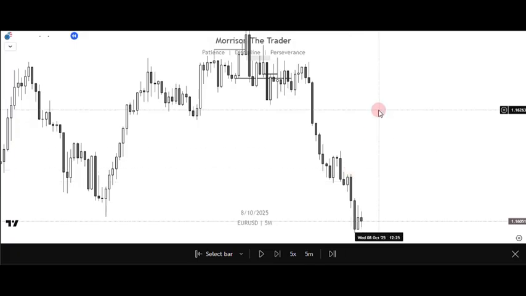So this is a bearish change in state of delivery, right? A bearish change in state of delivery and a bearish order block. So now we're going to talk about a bullish change in state of delivery and a bullish order block.